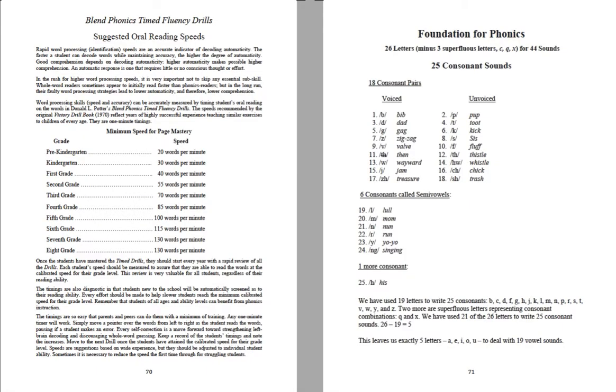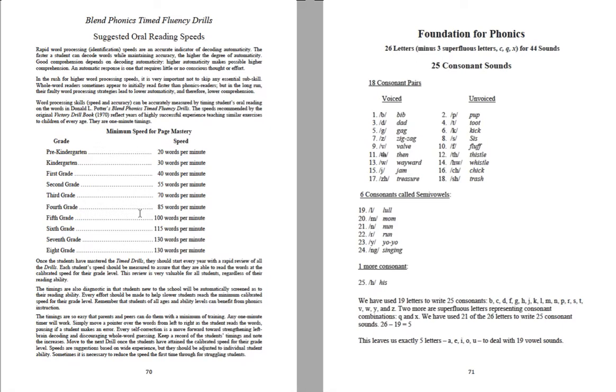And those are polysyllables. Now, this is an important page. Listen close. These are the calibrated, minimum calibrated speeds for page mastery. So a first grader should be able to read a page at a minimum of 40 words a minute. Second grade, 55, third grade, 70, and so on. Once they've reached 130, basically they're done with the program.